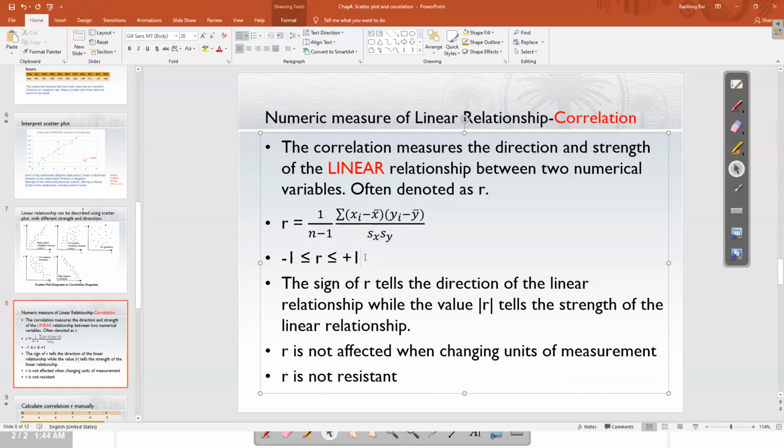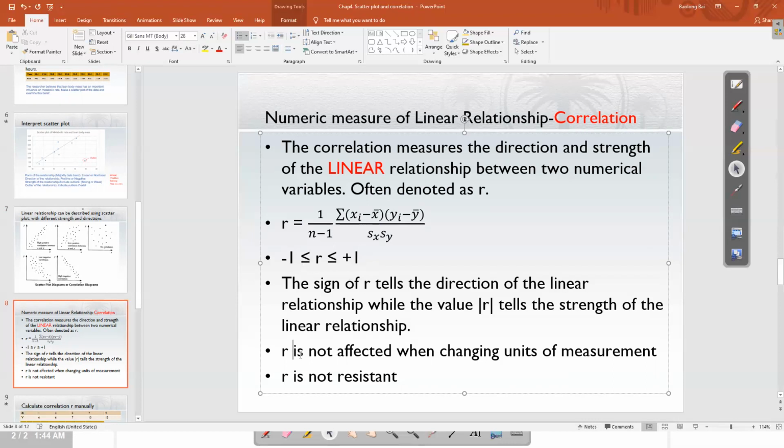So 0 is the weakest relationship, 1 is the strongest relationship, right? If the correlation value is close to 1, you have a strong relationship. If it's close to 0, you have a weak linear relationship.